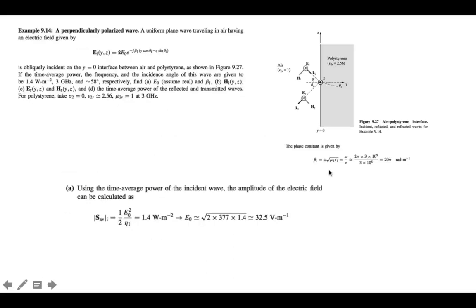The other thing that we need to look at is beta 1. So that's omega root of mu 1 epsilon 1, and mu 1 epsilon 1 are just free space or air. And so the phase velocity here is c, the speed of light. So we take our omega, which is 2 pi times 3 gigahertz, divide by 3 times 10 to the 8th, and we get 20 pi radians per meter.